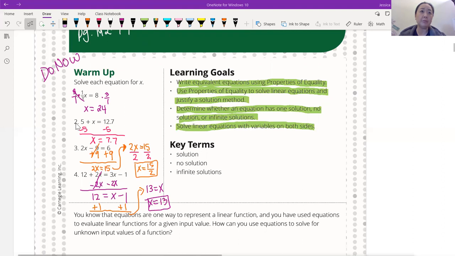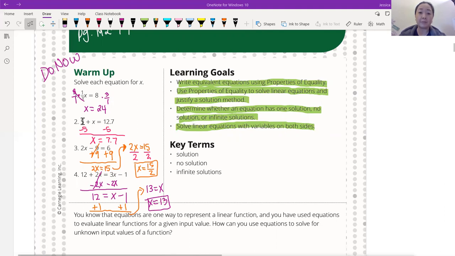If you notice for number 2, note that that's not 2.5. I kind of saw that as 2.5, and I was like, oh no, it's not. It's just 5. So it's 5 plus x is equal to 12.7. So the way we would do that, we don't look behind it. We know that it's going to be an add-subtract kind of thing. So you look in front of it and notice that's a positive, right?